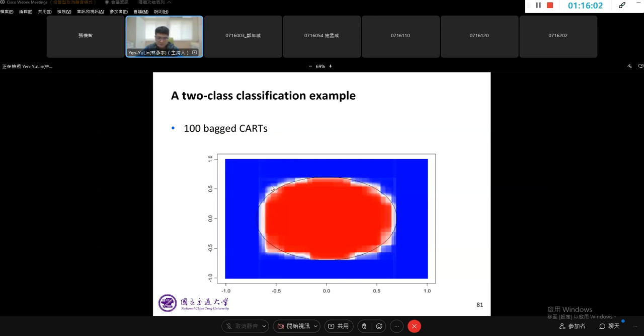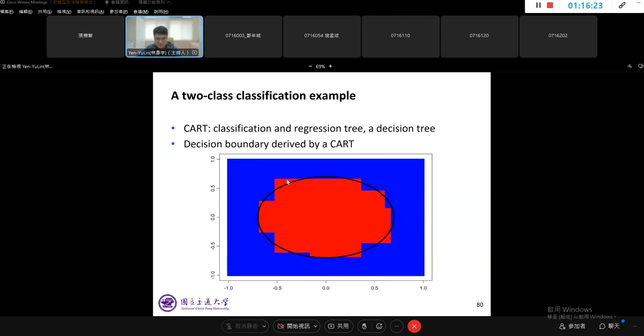Here is the decision boundary. As you can see, this is the majority vote, so we can estimate the confidence. As you can see, the red region and the blue region are more consistent with the ground truth boundary, as you could check.